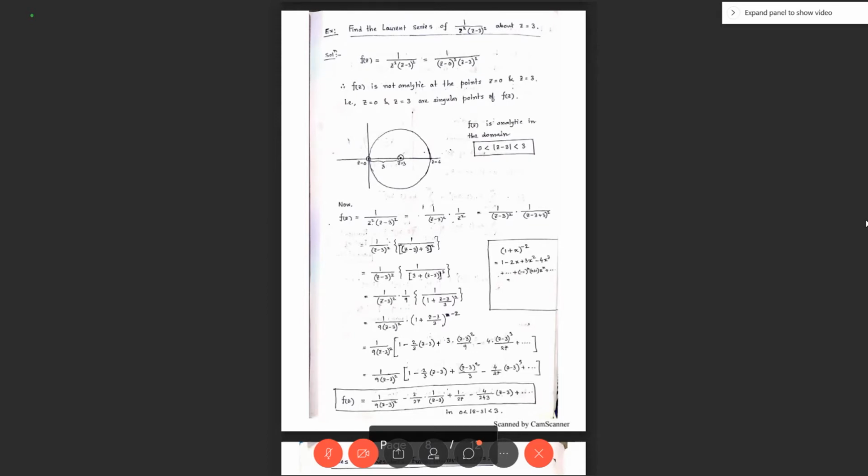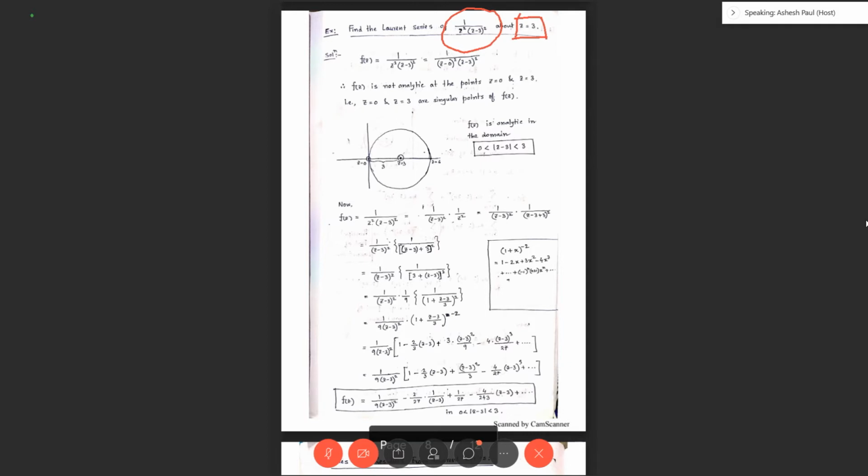So example 1 says: find the Laurent series expansion of 1 by z squared into (z minus 3) whole squared about the point z equal to 3. So we are asked to find the Laurent series of this function, 1 by z squared into (z minus 3) whole squared, about the point z equal to 3.